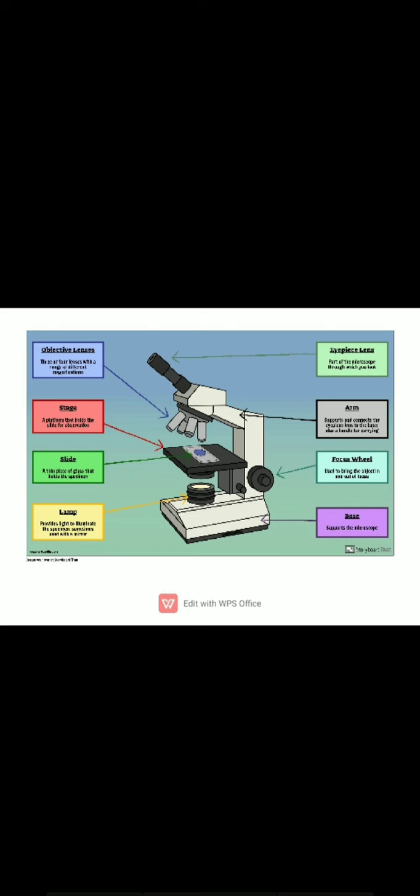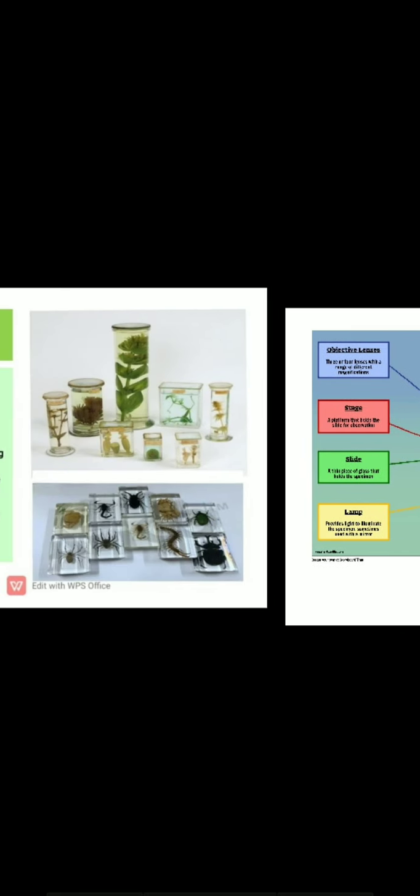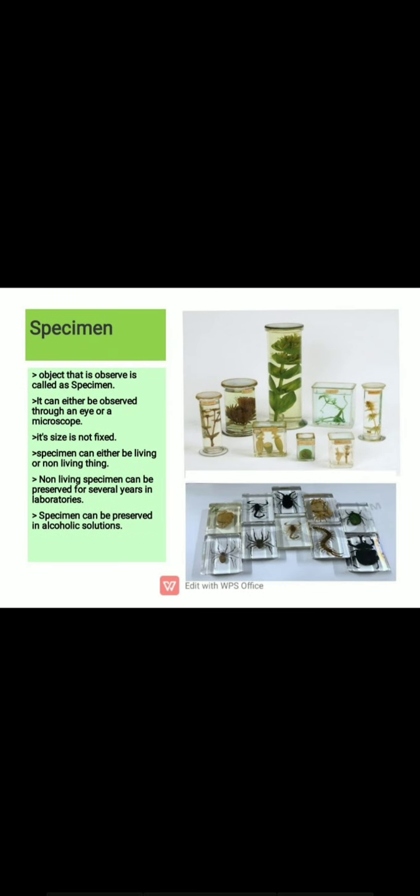The next one is also a picture of a microscope that you can see over there, representing different parts of a microscope. You can see the specimen over here as well, a plant specimen in the first picture and an animal specimen in the second picture. So this is some information about the specimen. Here we are reading that the object that is observed is called a specimen. It can be observed either through the eye or a microscope. Its size is not fixed.